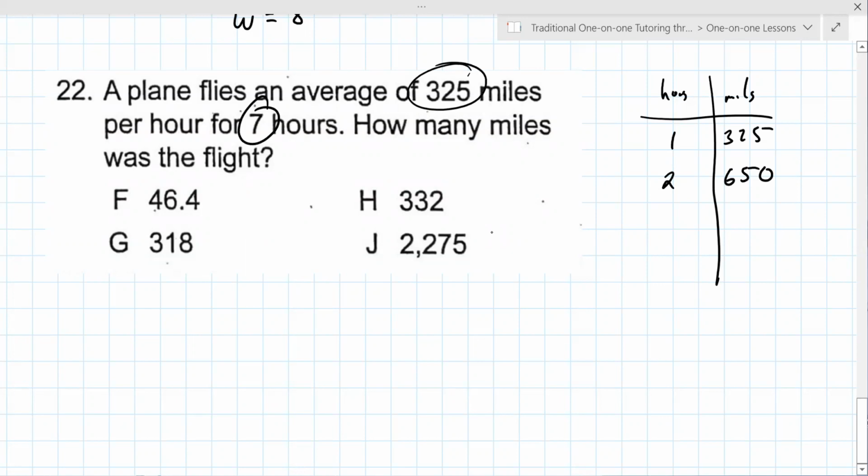Yes, but hang on. Before you even do anything, look at the answers. 46.4, 332, 318, 2275, which is probably going to be the only one. It has to be 2275. The other ones aren't even reasonable. Now you should still multiply it out. But when you take a standardized test, you should not multiply it out. And I know I'm getting way ahead of myself here, but someday you will, and we'll be talking about this idea.